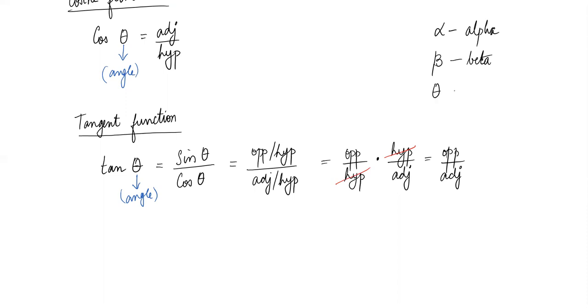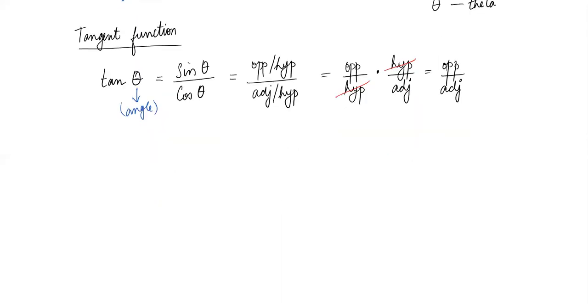And theta is an O with a line through it, a line across it, sorry. Because a line through it is a different symbol. Anyways, so we've got sine, cosine, and tangent.